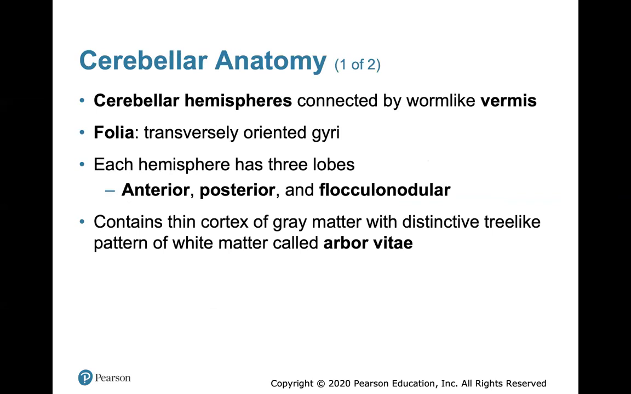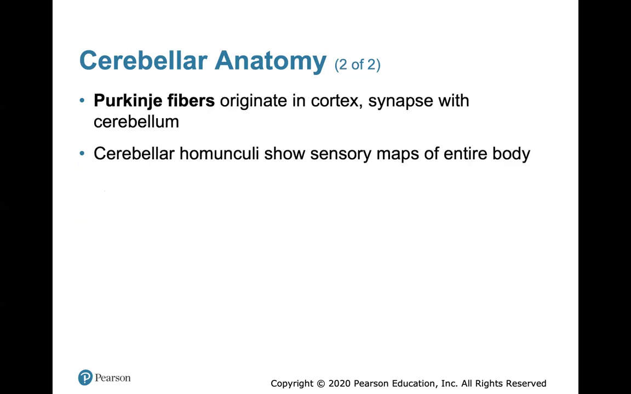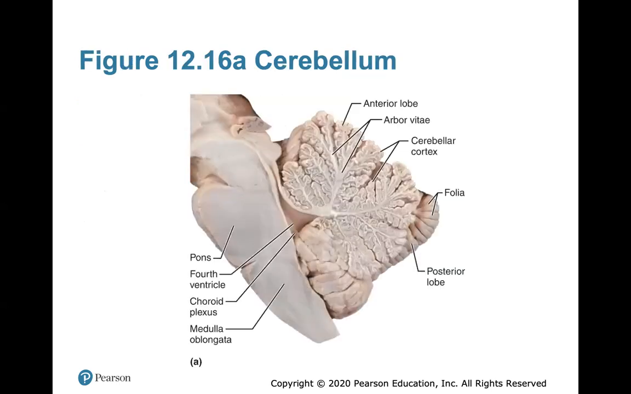The cerebellar anatomy then: your cerebellar hemispheres are connected by worm-like vermes. The folia are the transversely oriented gyri, and each hemisphere has 3 lobes. It contains a thin cortex of gray matter with a distinct tree-like pattern of white matter called the arbor vitae. Purkinje fibers originate in the cortex. They'll synapse with the cerebellum, and the cerebellar homunculi show sensory maps of the entire body.